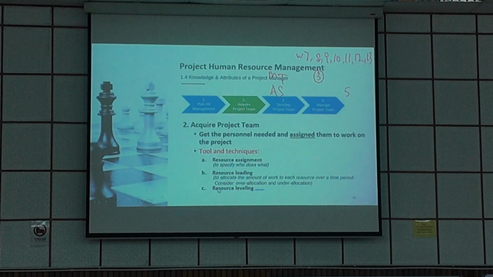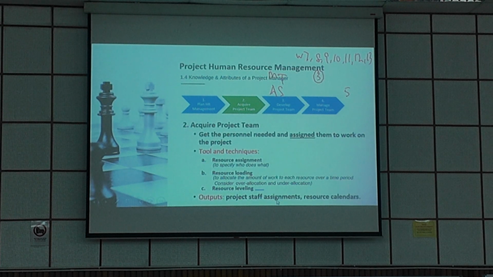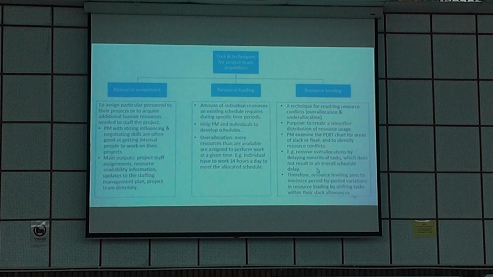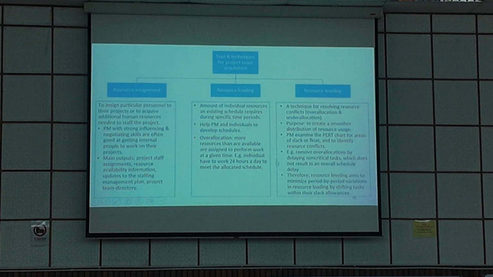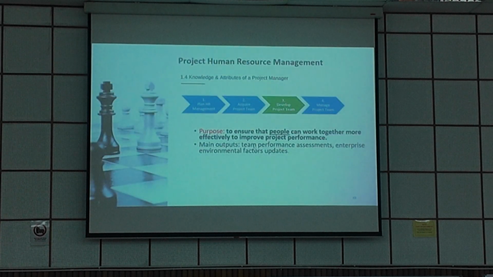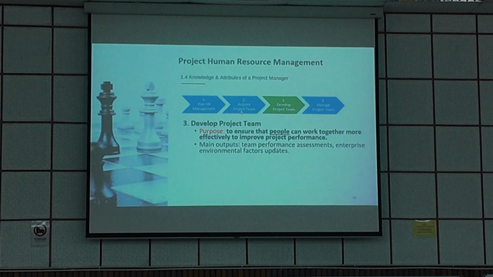Okay, you do resource leveling. Okay, so output is staff assignment and resource calendar. This one you can read. Okay, next. So we have the people. So we have found the people to work in the project.